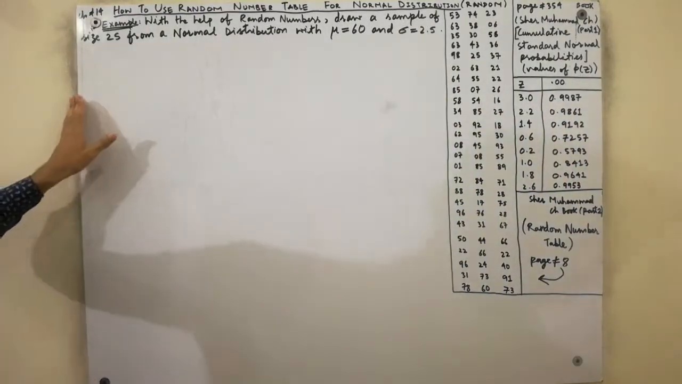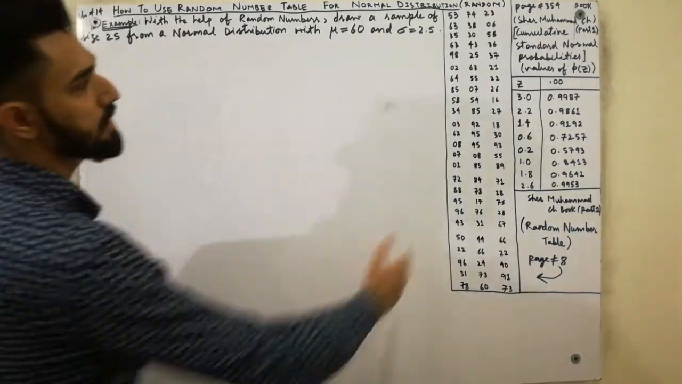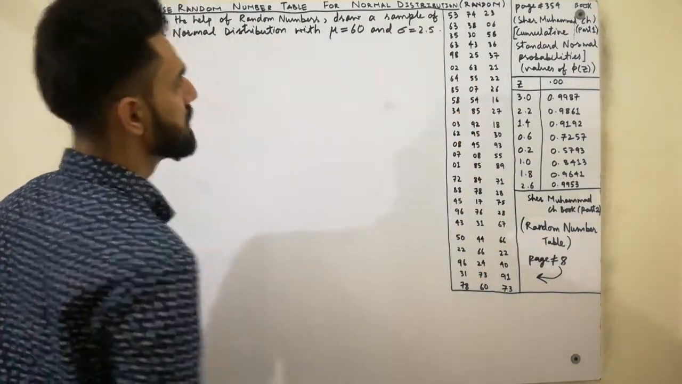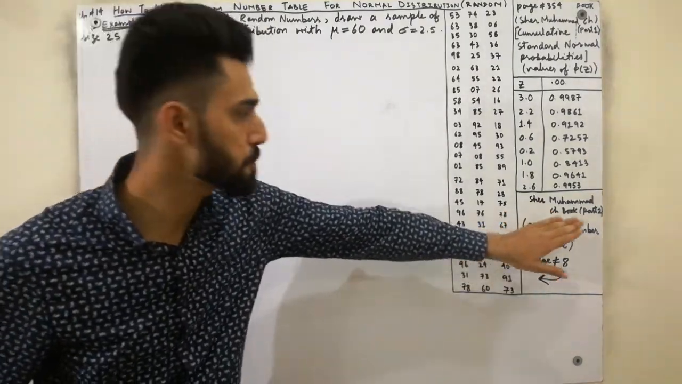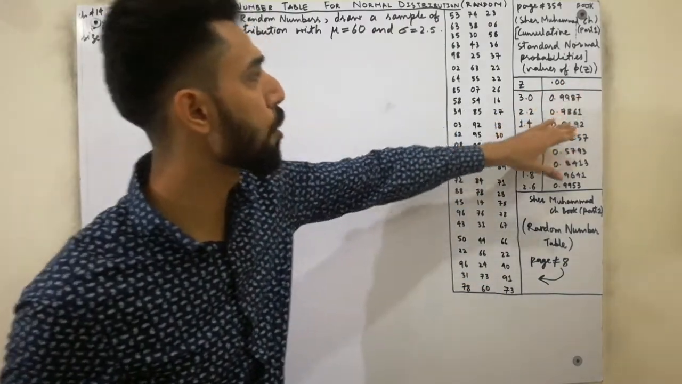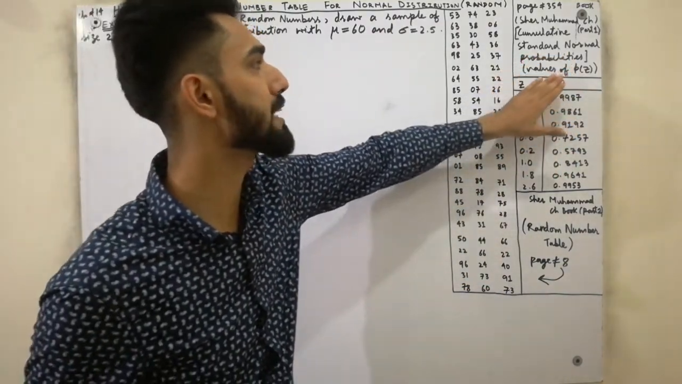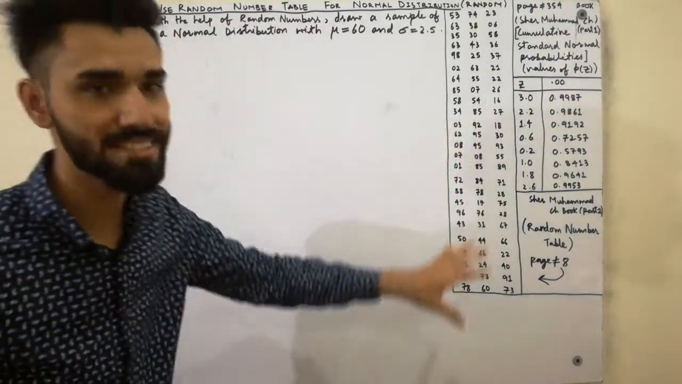Here's the given example of that. With the help of random numbers, I have made our random number table, which is available on page number 8 of Sheikh Muhammad Chaudhary book part 2. Random number table I have made, and this is the table of standard normal probabilities, which is available in Sheikh Muhammad Chaudhary part 1 book. I will use these as tables.